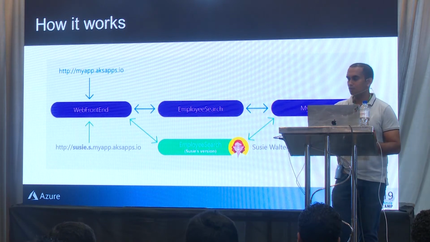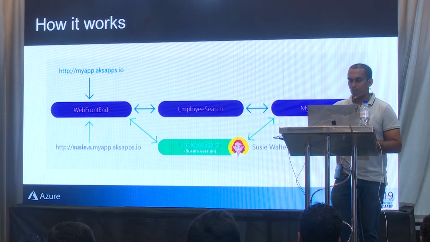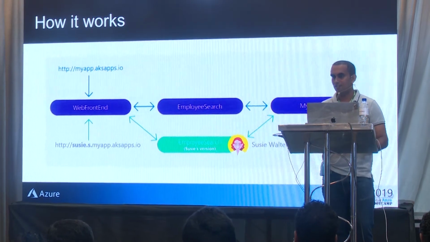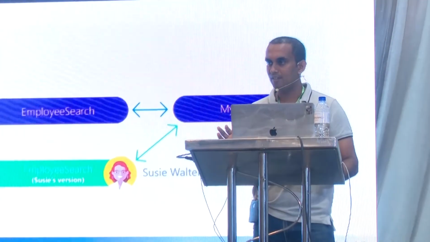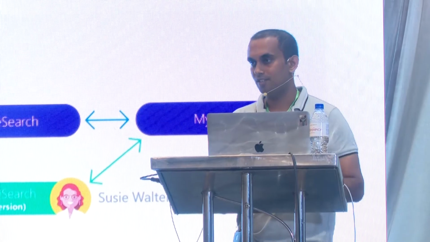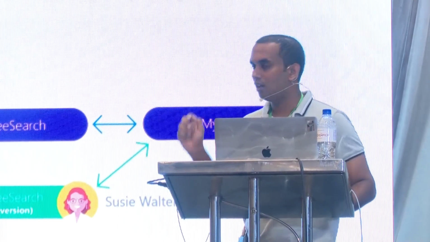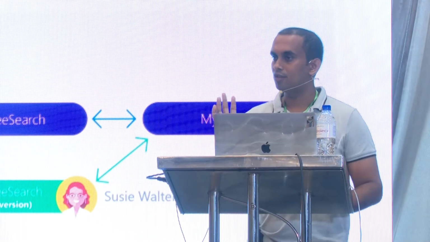And if she needs to access her own code, she needs to use the URL in the bottom. And in the URL in the bottom, there is no web front end, right? So on Susie's space, there's no web front end or web API. So it's taking from the ones in the default space. The one on top is called the default space, right? So any confusions or questions so far?